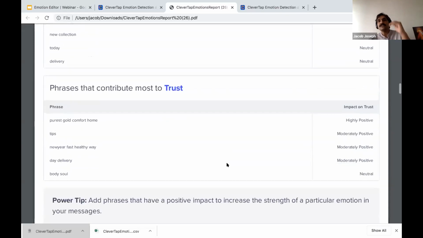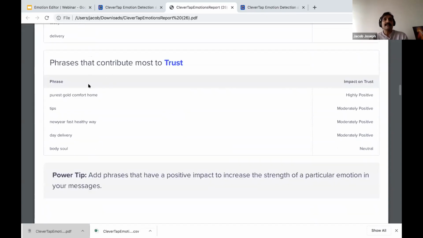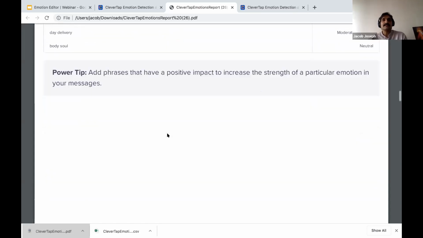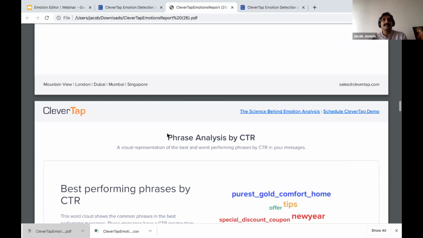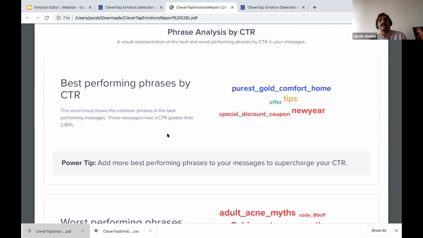So what we are seeing is the top phrases which are contributing to particular emotions. So in this, like trust: purest gold, comfort home. So that was having a high positive impact on trust. So this is on the phrases side of things. Next is the phrase analysis by CTR.